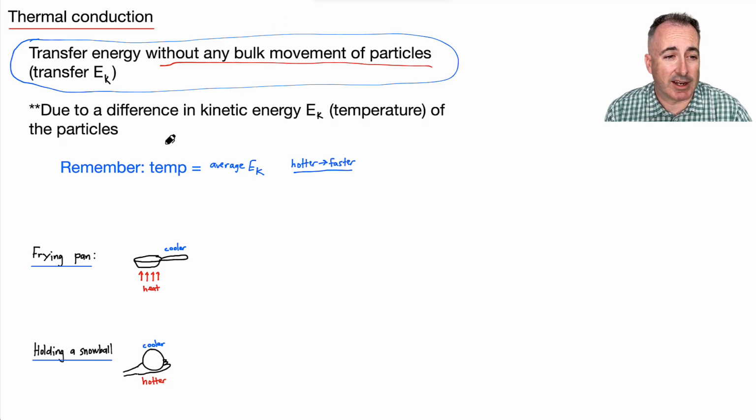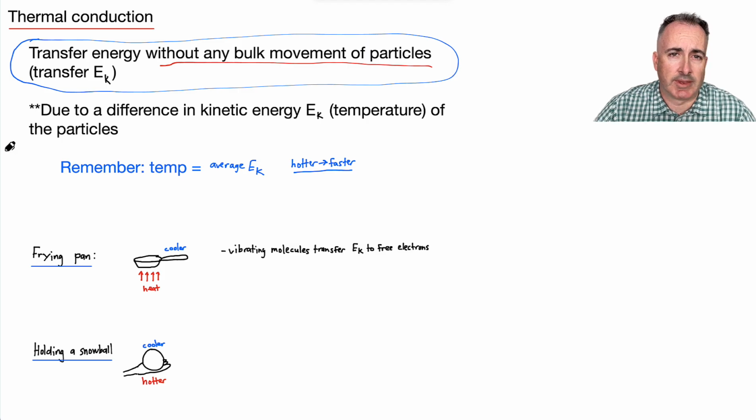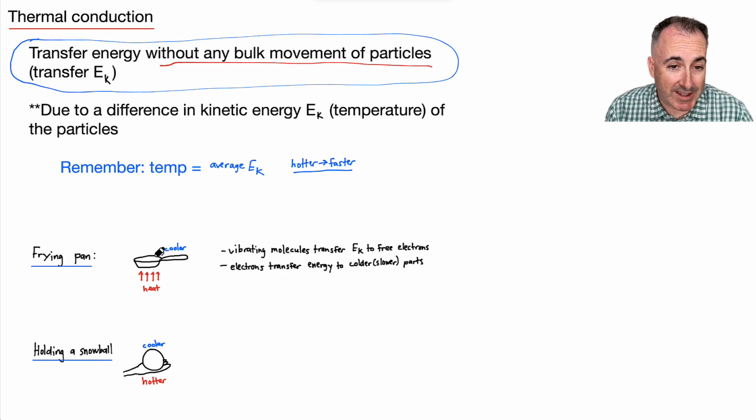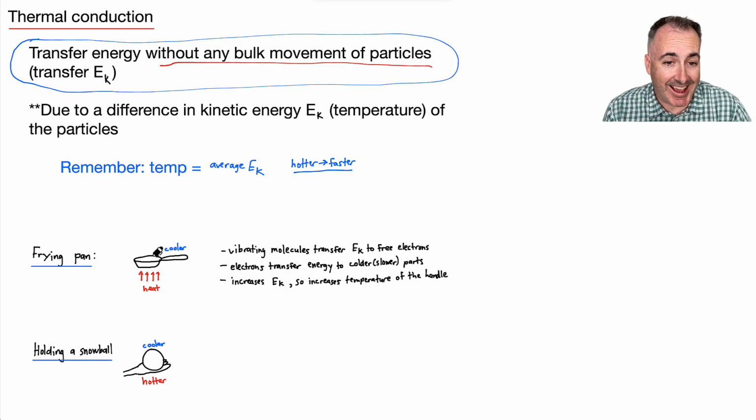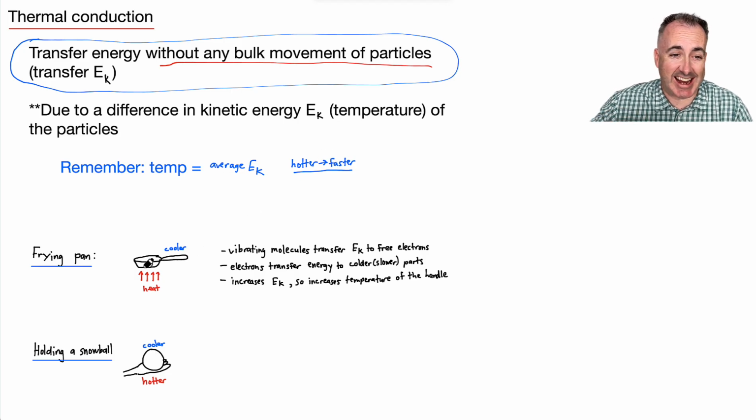So let's consider an example like a frying pan, where here we have heat right here, and then we've got this cooler handle. The vibrating molecules here are going to transfer kinetic energy to these free electrons that are hanging out. Then the electrons are going to transfer energy to the colder or slower parts. That means it's going to increase the kinetic energy, so it increases the temperature, like we were just talking about, and that's why the handle actually gets warmer. So again, it's kinetic energy that's in a sense being transferred over there.